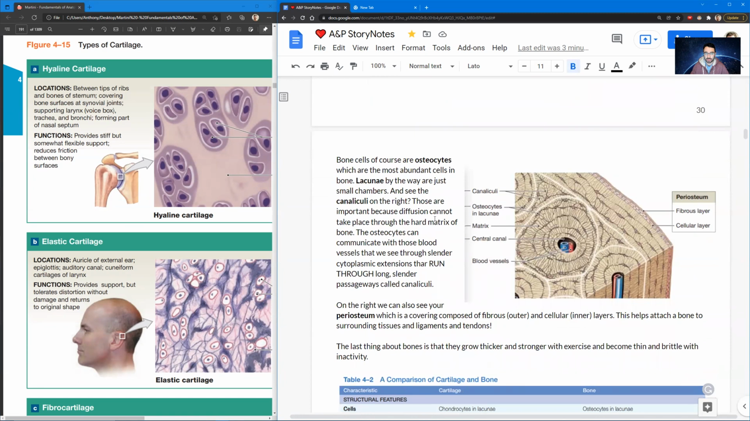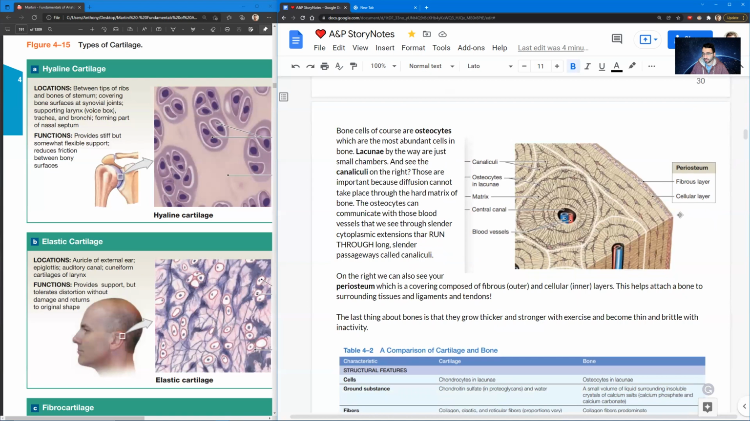Now, bone cells are called osteocytes, which are the most abundant cells in bone. Lacunae are just small chambers. All right. And then you have canaliculi. They're important because diffusion cannot take place through the hard matrix of bone. So yeah, very tight junctions here. Nothing's going through this. The osteocytes can communicate with blood vessels. And this is crazy and something I never realized. There are these hollow chambers within our bones where there are blood vessels. All right. They run through these slender passageways called the canaliculi.